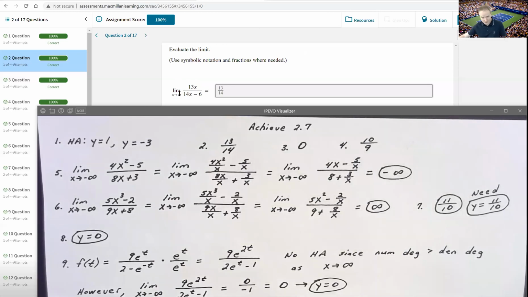But you can literally think of that. If you plug in some enormously large number for x in the numerator and for x in the denominator, then that 6 becomes irrelevant. If that's 14 trillion minus 6, well, you might as well just be calling it 14 trillion. The minus 6 becomes irrelevant. So the only thing that's relevant is the ratio of the coefficient of x in the numerator and the coefficient of x in the denominator to get that final answer of 13/14.